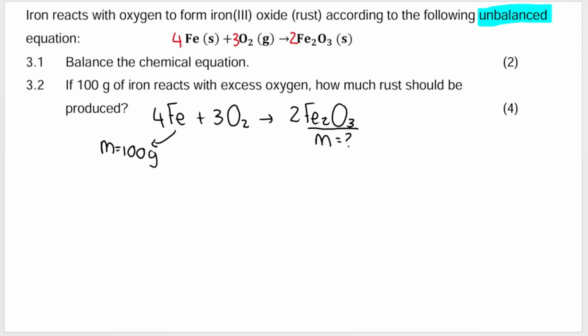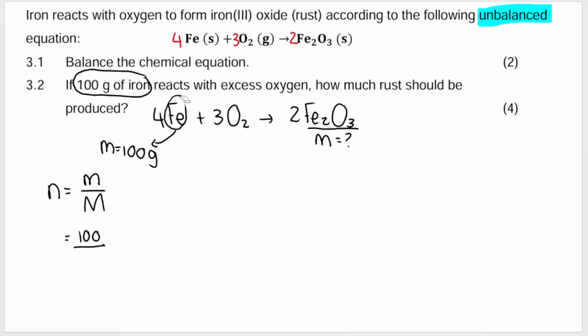Your steps when doing a calculation like this, working with a stoichiometric reaction, is, first of all, your equation must be balanced, which it is. Step 2, convert the given information to moles. So I was given 100 grams of iron. I need to convert mass to moles. So I'm going to use the following formula, this one over here. When I convert to moles, mass is 100 and molar mass is the mass of Fe.